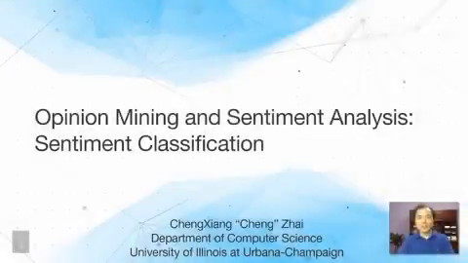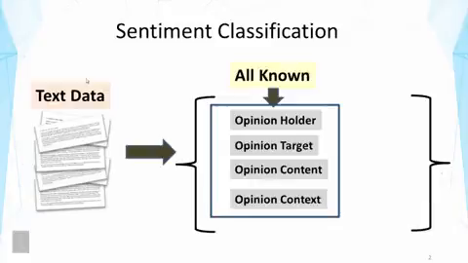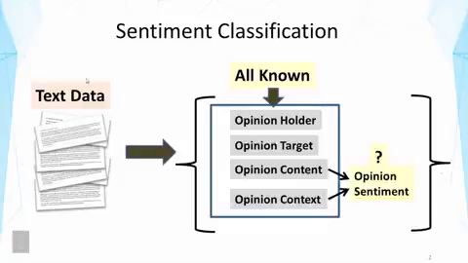This lecture is about sentiment classification. If we assume that most of the elements in the opinion representation are already known, then our only task may be just sentiment classification, as shown in this case. So suppose we know who the opinion holder is and what the opinion target is, and also know the content and context of the opinion. Then we mainly need to decide the opinion sentiment of the review. So this is a case of just using sentiment classification for understanding opinion.